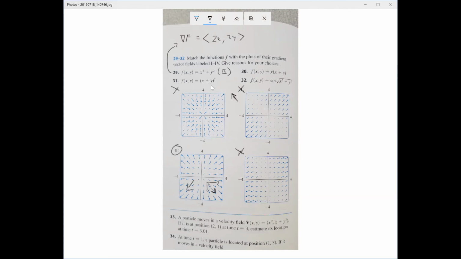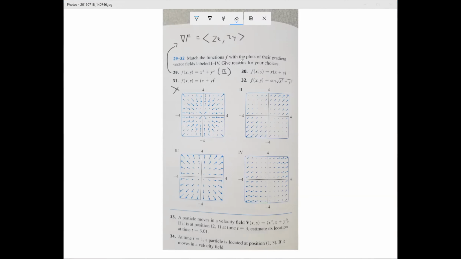So x plus y squared. How can I annotate? Actually, I can annotate this way. All right, so let's see.